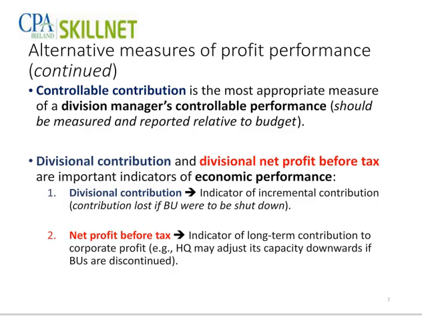The first of these, the controllable contribution, is the most appropriate profit measure to use in assessing the performance of the division manager as an individual. In other words, his or her controllable performance.